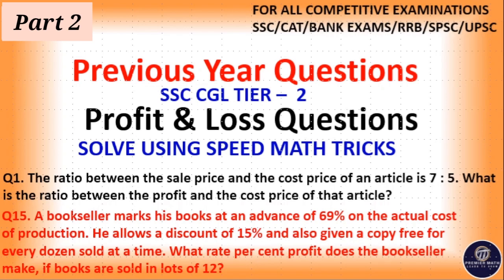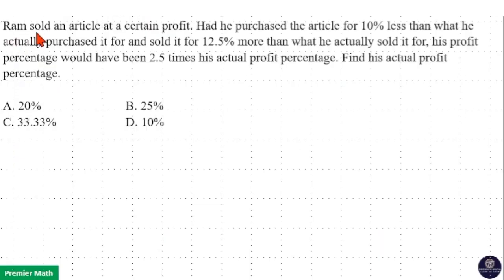Our first question is, Ram sold an article at a certain profit. Had he purchased the article for 10% less than what he actually purchased it for and sold it for 12.5% more than what he actually sold it for, his profit percentage would have been 2.5 times his actual profit percentage. Find his actual profit percentage.